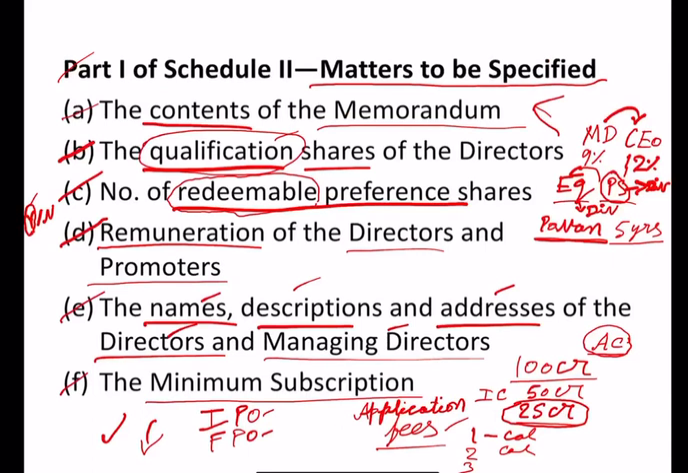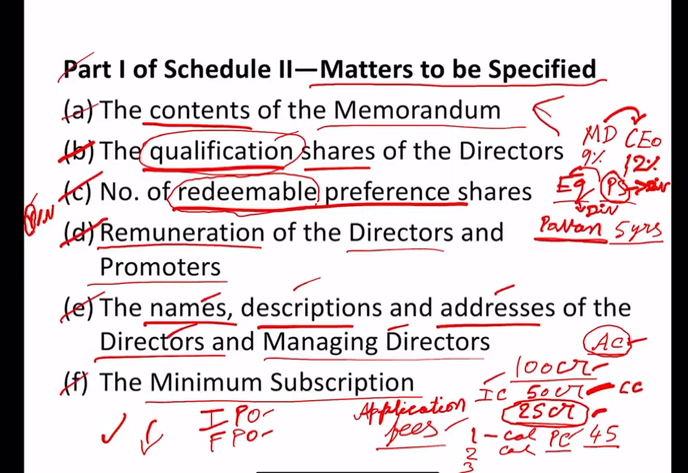As I explained, all my dear students, listen carefully. Authorized capital is 100 crores. Issued capital is 50 crores. Minimum subscription is 25. I have issued 50 crores, but I got 45 crores. The subscribed capital is actually called paid up capital. This is authorized capital, this is issued capital, and this is called paid up capital, also called called up capital.